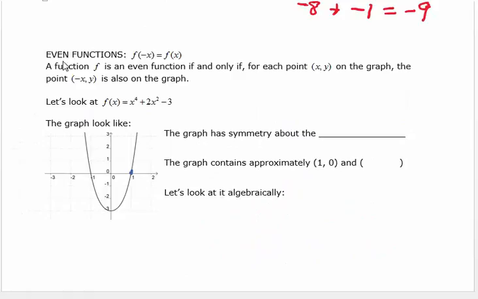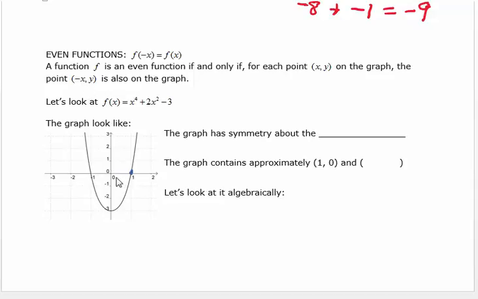So now we're going to take a look at even functions. It says if I put in an opposite x, I should get the same y out. Even function if and only if the point x, y on the graph also has the point negative x, y. So the only thing that changed here is the sign on the x.